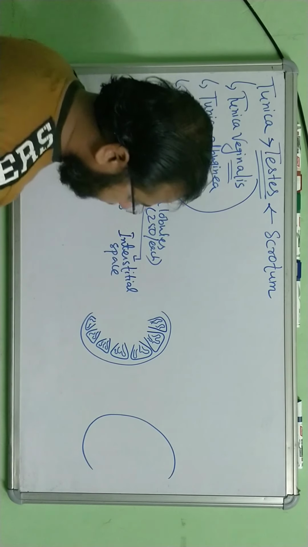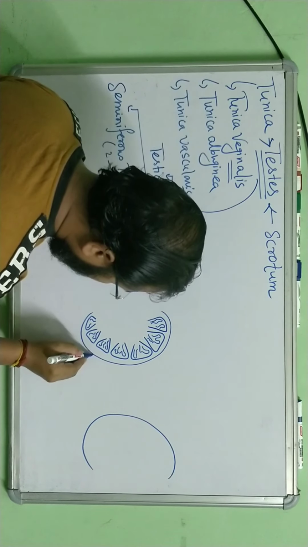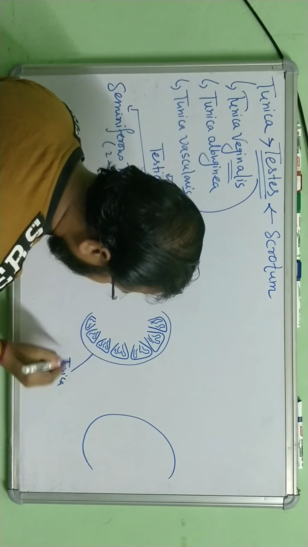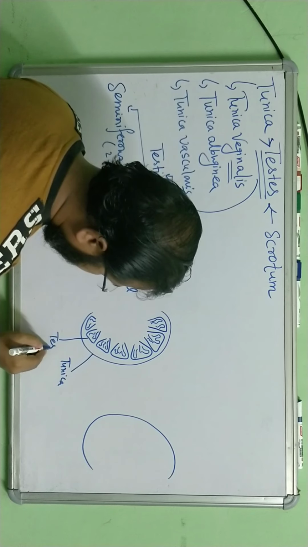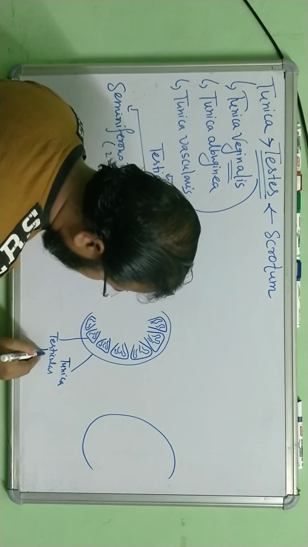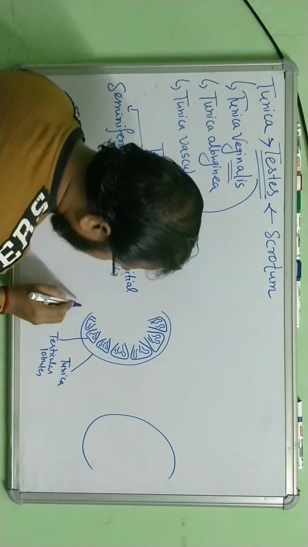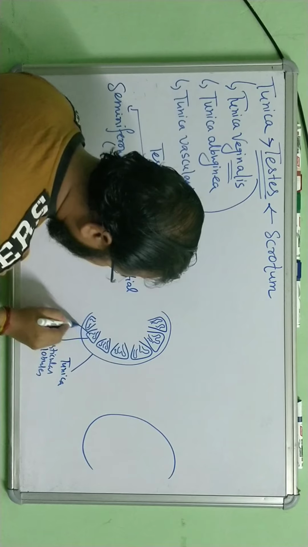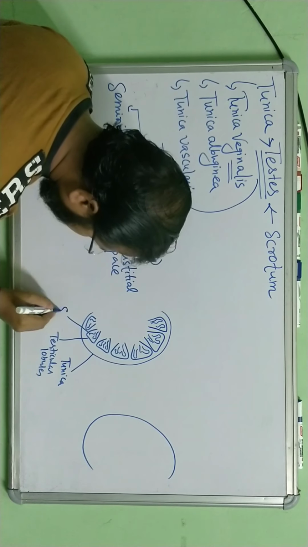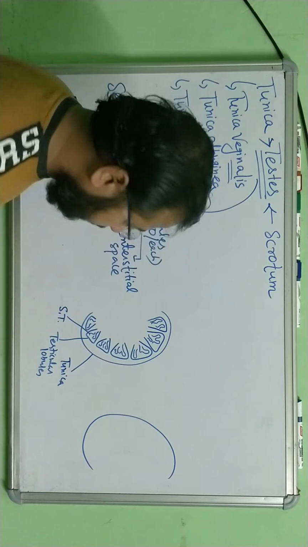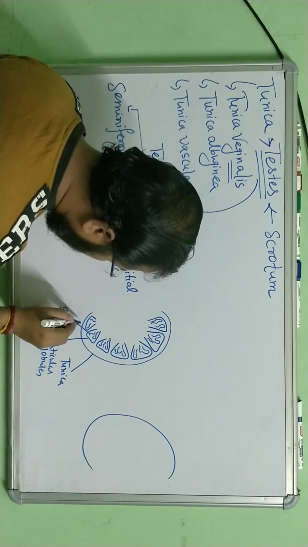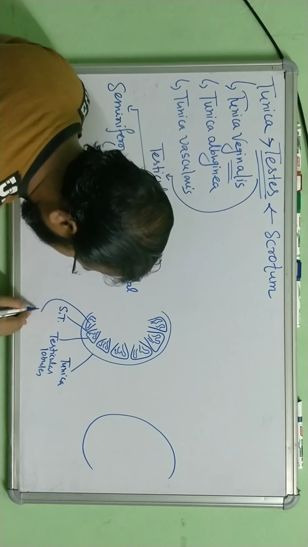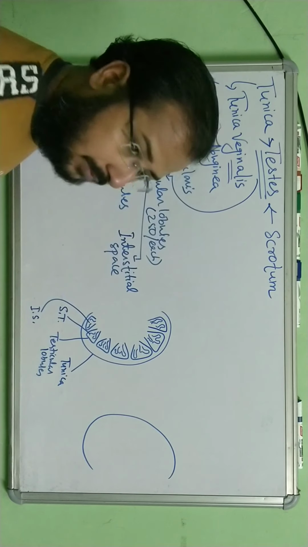Okay, so let us label them. So this is the tunica, these are the testicular lobules. Inside we see here, these are the seminiferous tubules. And the free space here, this one is known as the interstitial space.